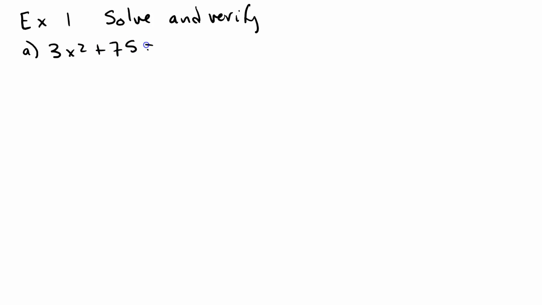Example number 1. Solve and verify. So question A, we have 3x squared plus 75 equaling negative 30x. And we have B, 5x squared equals negative 20x. So let's start off with A.